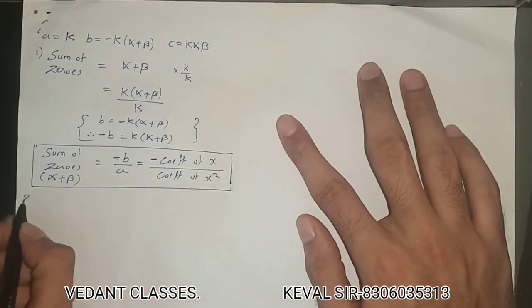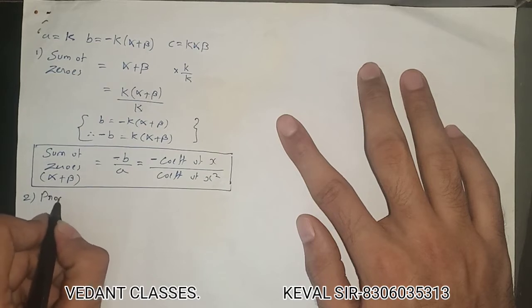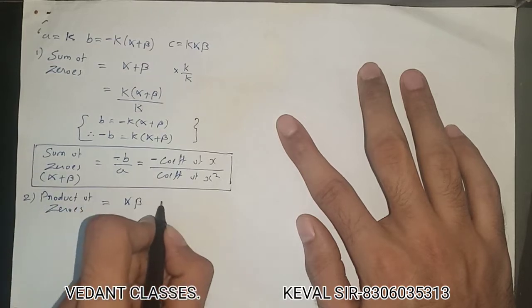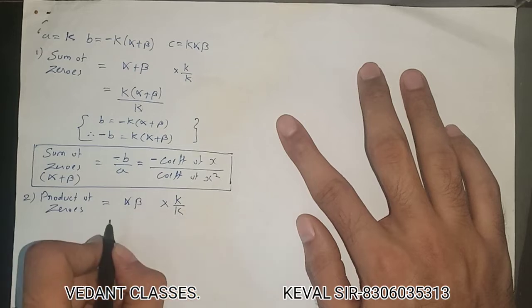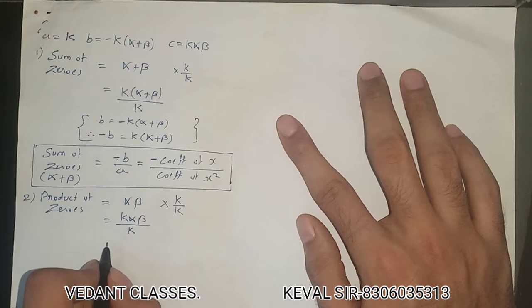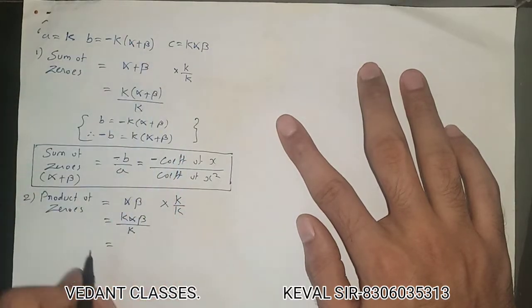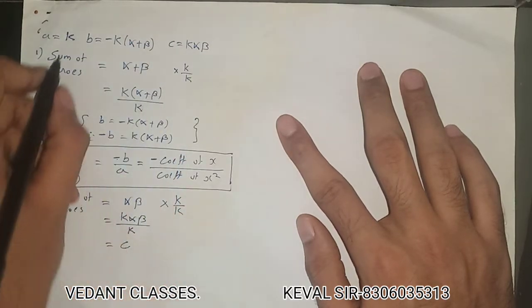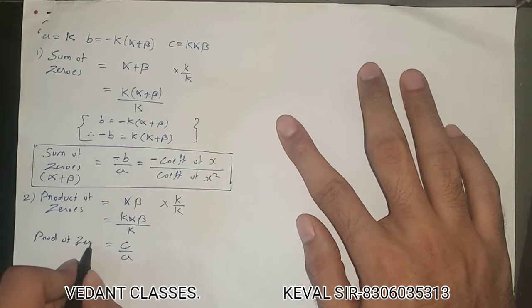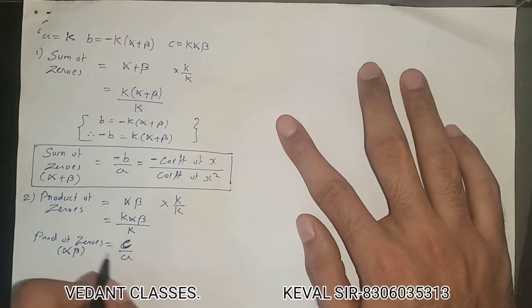Okay, similarly we can prove it for the product of zeros. In this case you just need to take alpha beta, multiply and divide it by k, so this will turn out to be k alpha beta upon k. Now see, here k alpha beta is c, so this will be c, and k is a, so this will be a. Okay, so we got the product of zeros, that is alpha beta, equal to c by a.